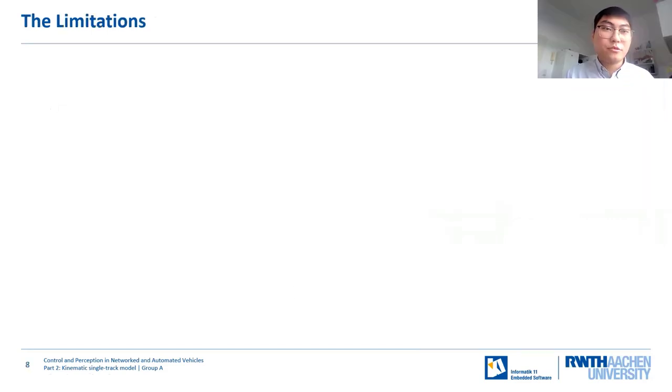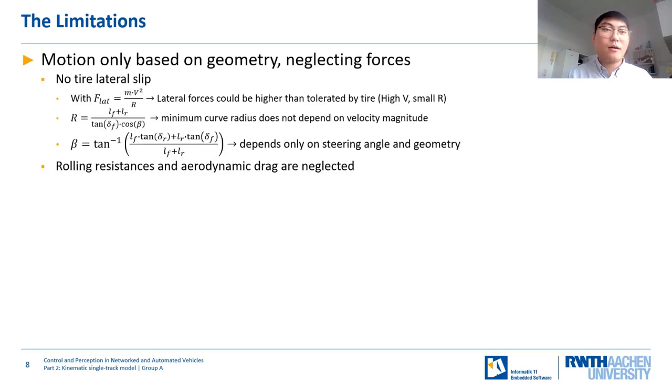Okay, after introducing the Aachen turning geometry, I would like to discuss the limitations of the bicycle model. As you can imagine, one limitation I want to introduce is that the bicycle model only focuses on the motion, which is based on the geometry, and we neglect the forces.